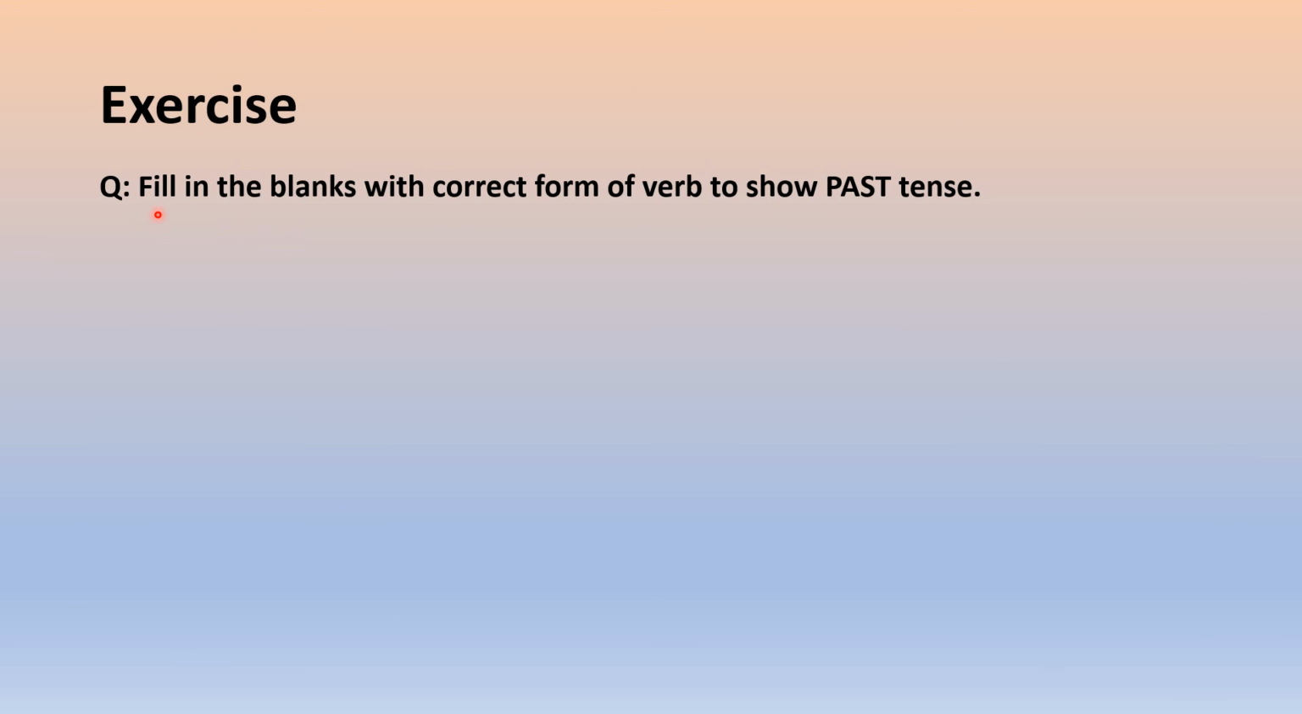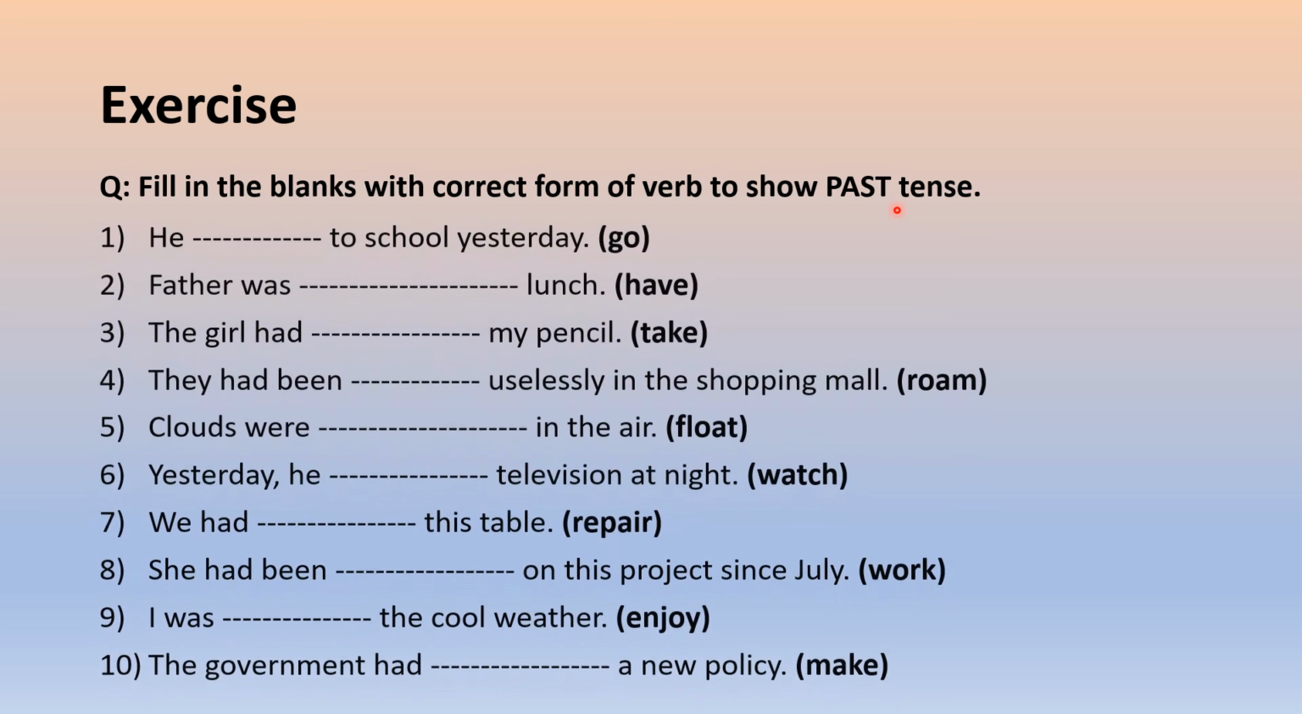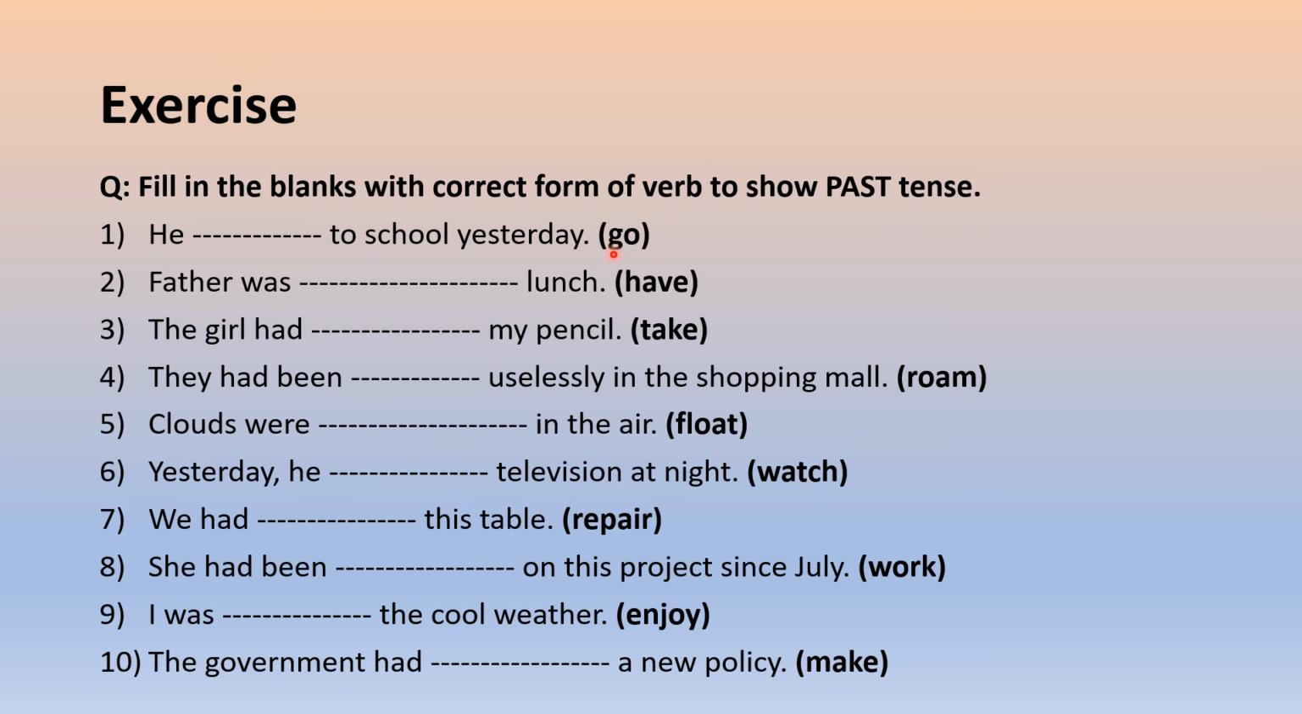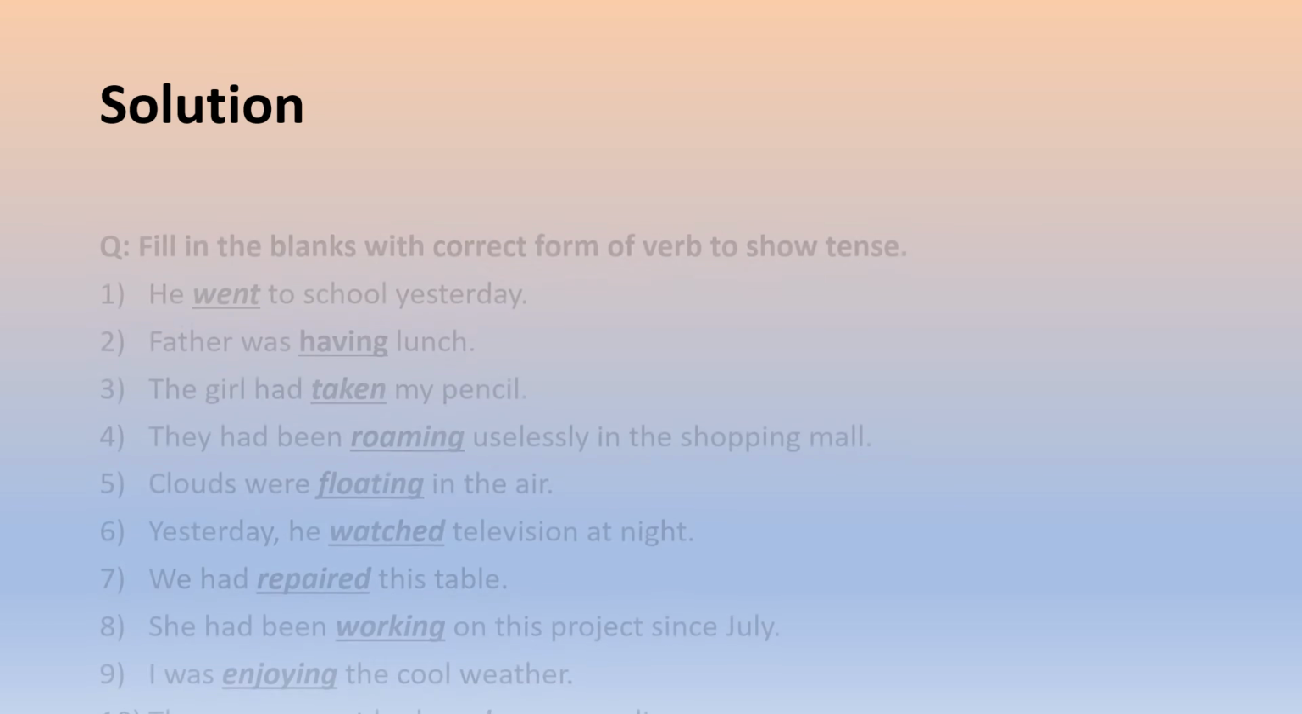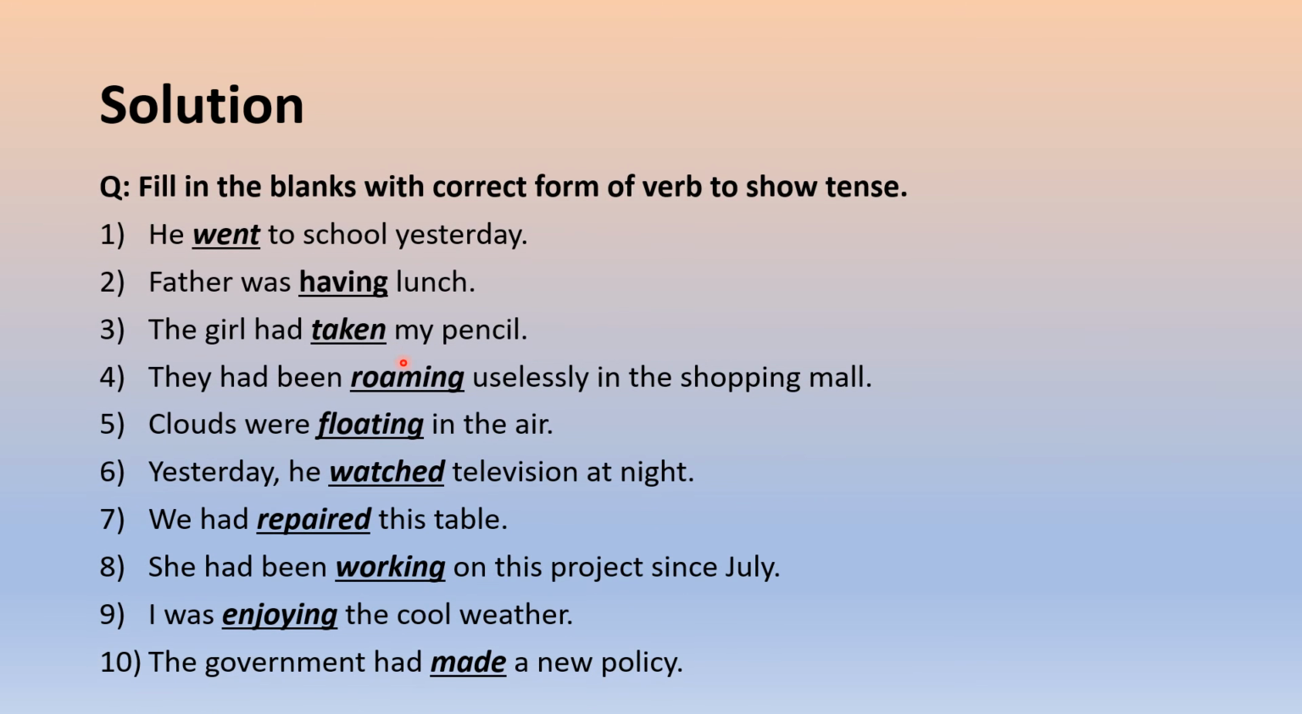I hope that you have understood the whole concept. Now you're supposed to fill in the blanks with the correct form of verb to show past tense. At the end of each sentence, the verb is given in bracket. You are supposed to fill this blank with the correct form of verb to show past tense. After completing your work, you need to match your answers from this solution, which is provided for your convenience.